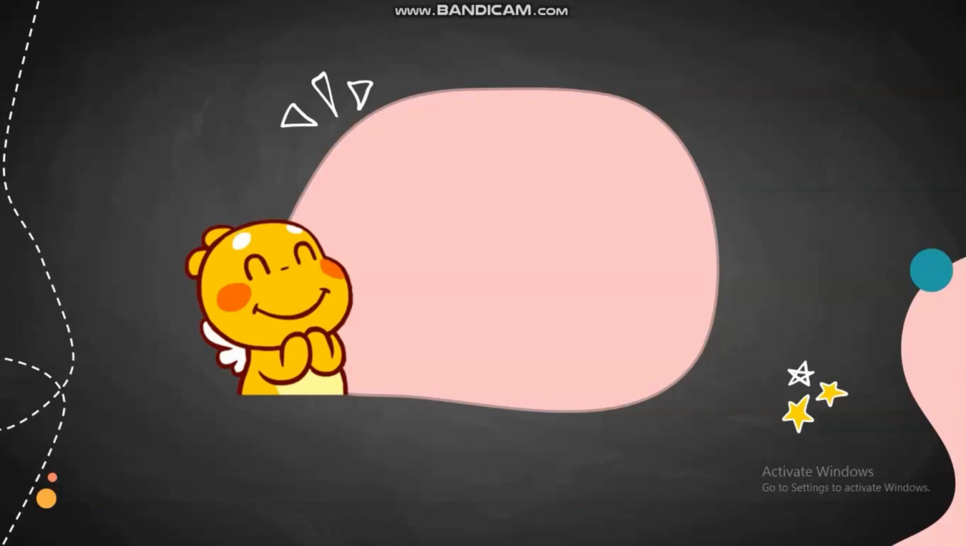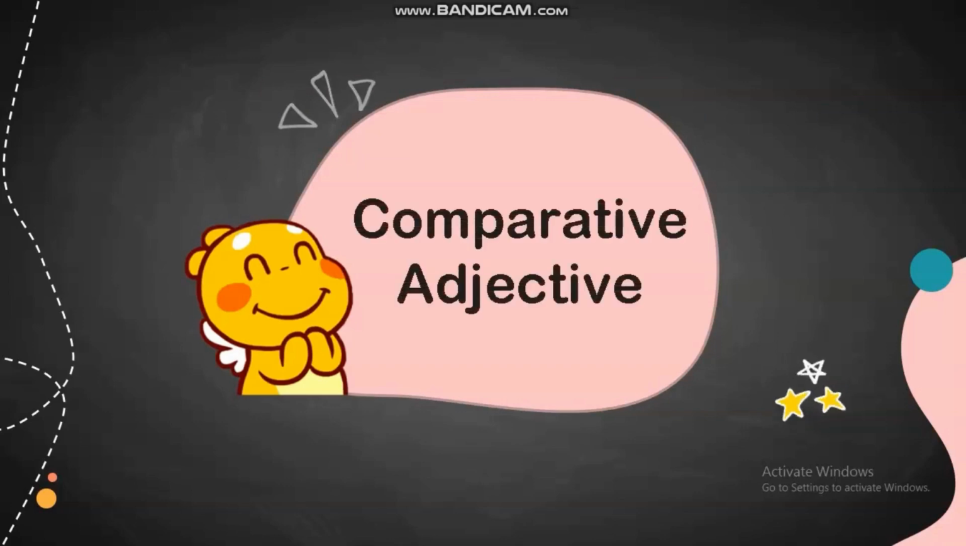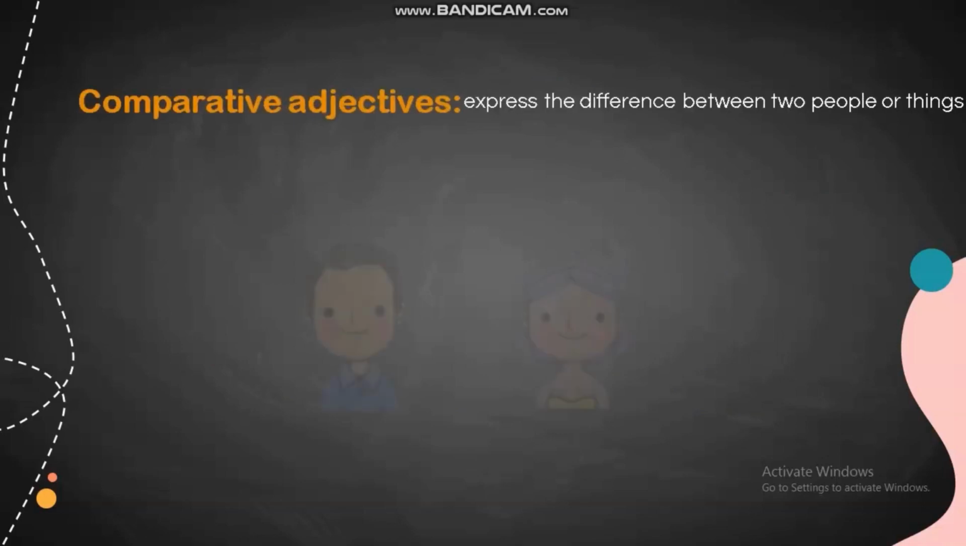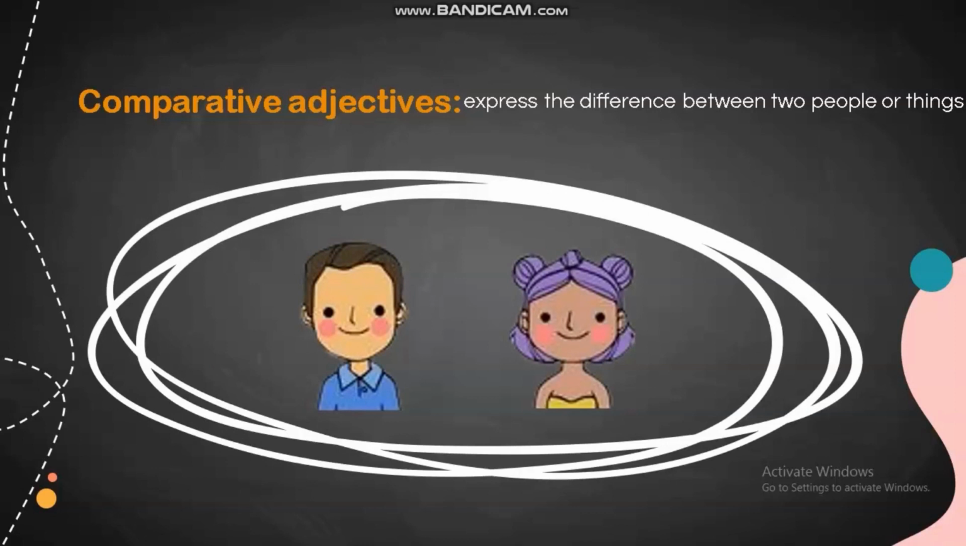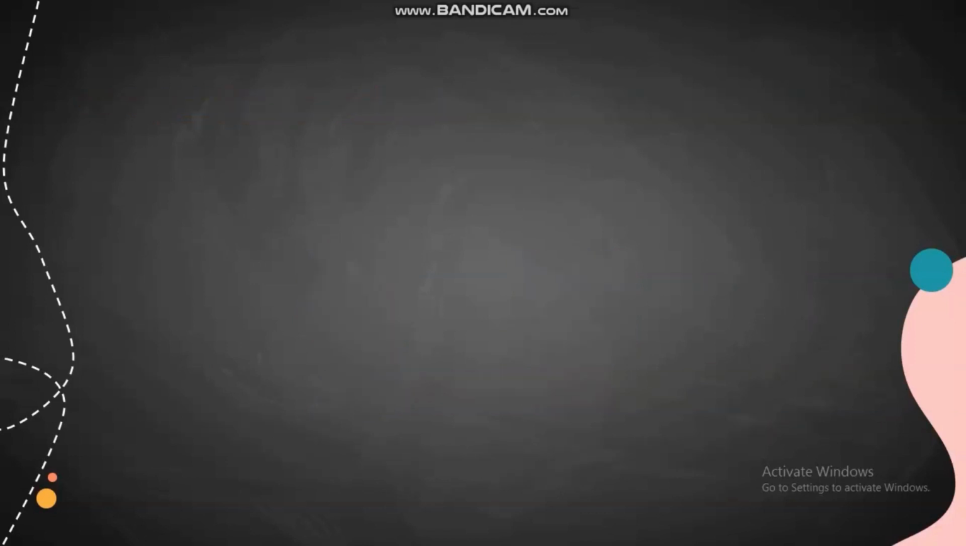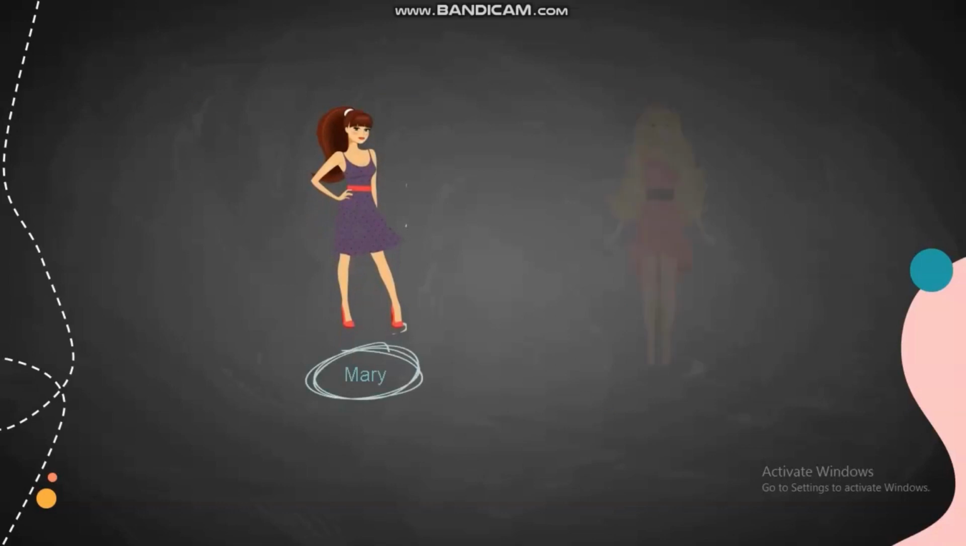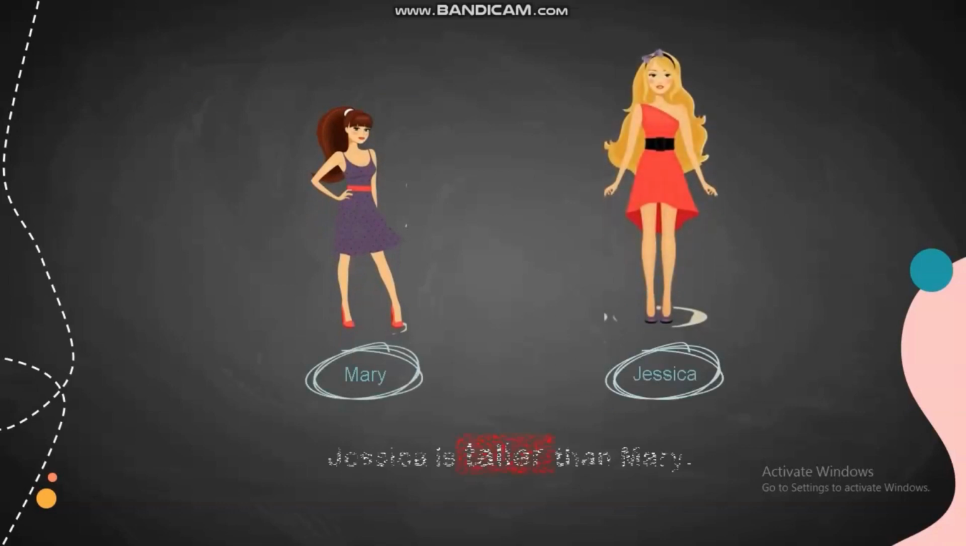Let's begin with the comparative adjective. We use comparative adjectives to compare only two people, places, or things. Comparative adjectives tell us how one noun is different from the other. For example, Jessica is taller than Mary.